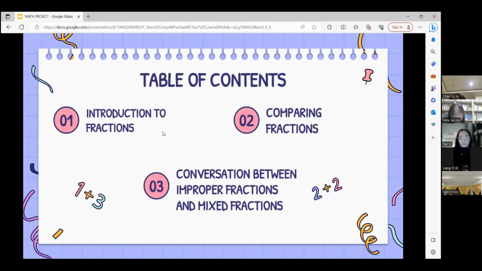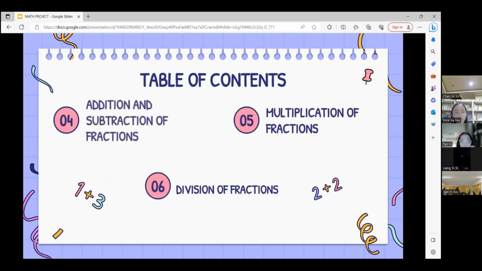Here's our table of contents. The first is introduction to fractions. The second is comparing fractions, and the third is conversion between improper fractions and mixed fractions. The fourth is addition and subtraction of fractions. The fifth is multiplication of fractions, and the last is division of fractions.